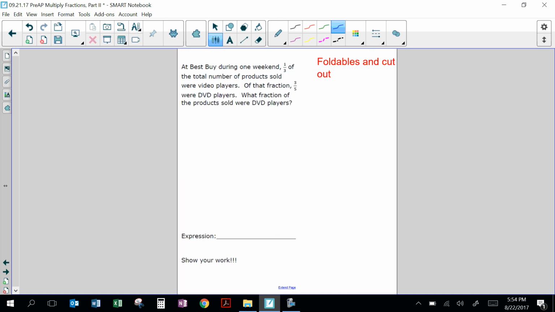Next one. At Best Buy, during one weekend, 1/3 of the total number of products sold were video players. So if you would like a picture to show this, here are all the different products. 1/3, that's this part right here, are video players. And of this fraction, 3/5, so if I cut this into 5 equal parts, 3/5 of it would be for DVD players. What fraction were DVD players?